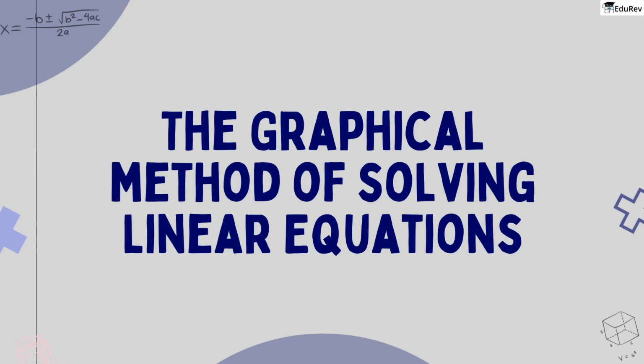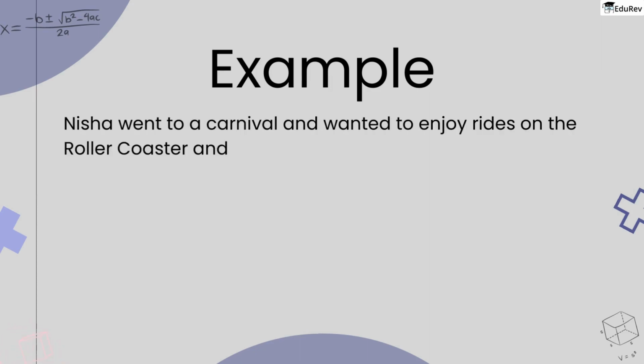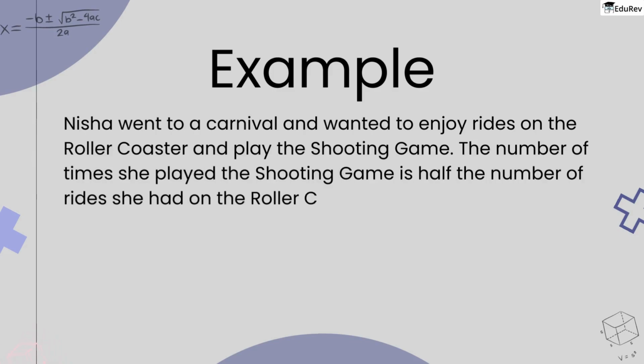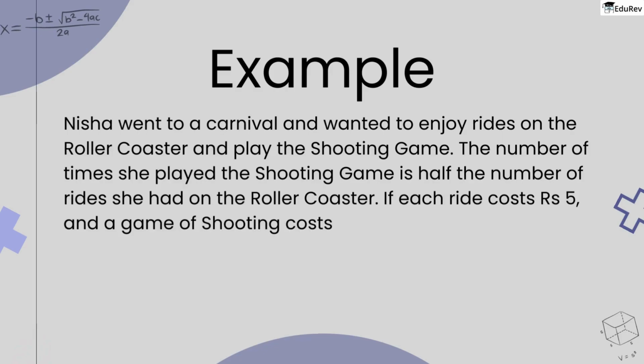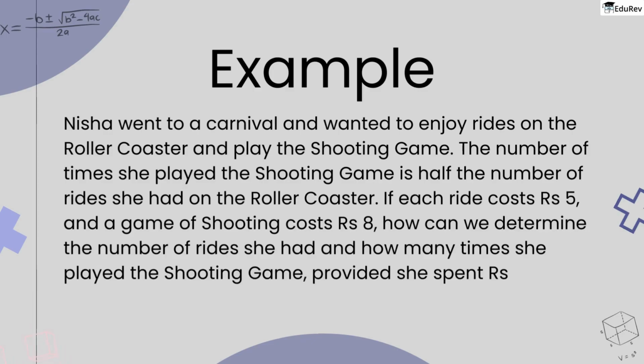Let us first see how to form linear equations in two variables with an example. Nisha went to a carnival and wanted to enjoy the rides on the roller coaster and play the shooting game. The number of times she played the shooting game is half the number of rides she had on the roller coaster. If each ride cost rupees 5 and a game of shooting costs rupees 8, how can we determine the number of rides she had and how many times she played the shooting game, provided she spent rupees 50?